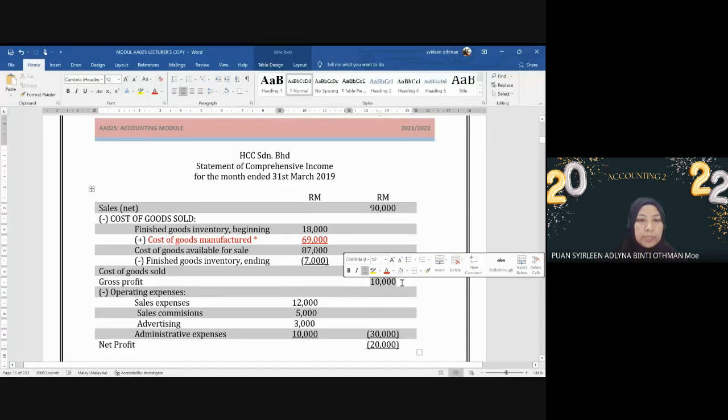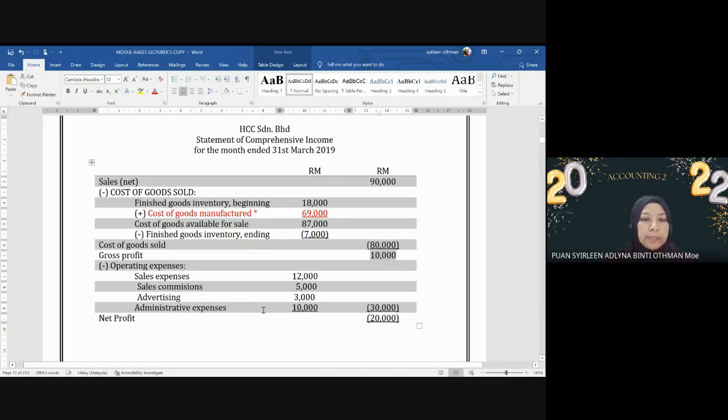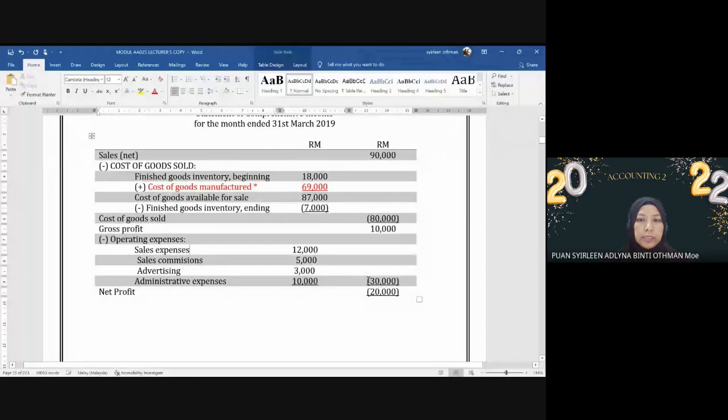Okay, lepas tu kita akan minus dengan all your operating expenses. So expenses you ada 4 tadi. Kita ada sales expense, okay, sales commission, advertising and administrative expenses. Okay, yang ni awak tengok pada soalan ada setengah soalan dia letak administrative, ada setengah soalan dia letak administration. So you just follow exactly what is given in the question. Jangan ubah. Alright, so expenses kita 30,000. So your gross earlier was 10 minus expenses of 30,000. So you get a net profit.